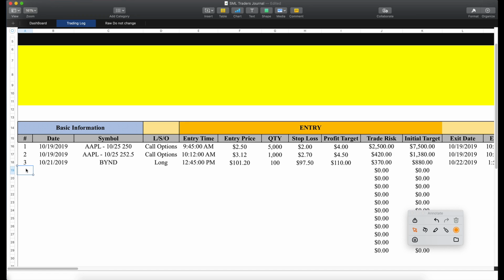Numbers is basically an Excel for Mac. If you don't have Numbers, you guys can use this on Excel. If you don't have Excel, you can also use it on Google Docs. Now my next trade, number 4. These are my trade counters.